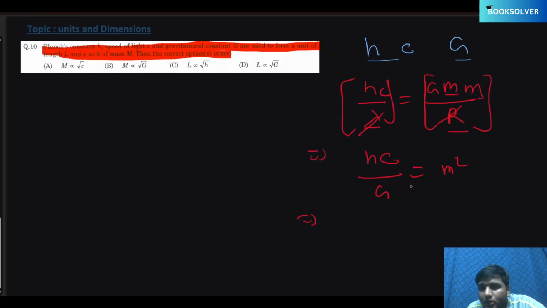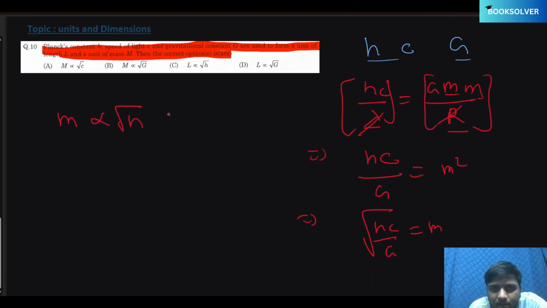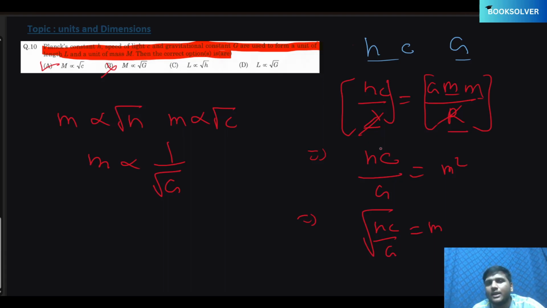If you take a root here, root under hc by G is equal to the dimension of mass. So from there we can see that mass is proportional to root under h, mass is proportional to root under c, and mass is inversely proportional to root under G. Let's see which of the options are matching. I think option A is matching, B is matching, and C and D are for the length, obviously.